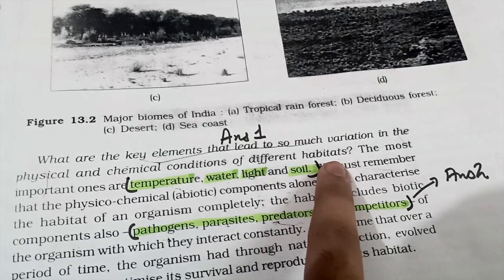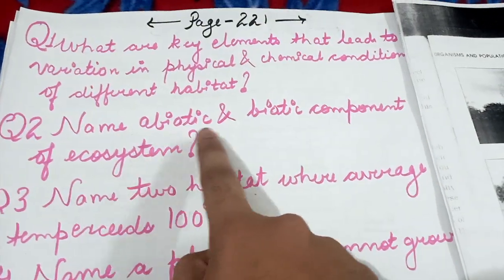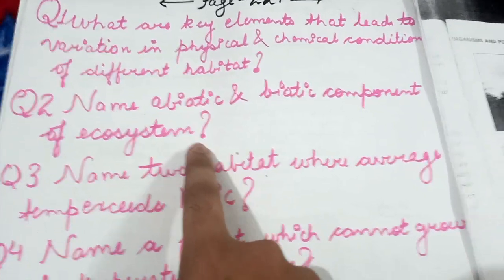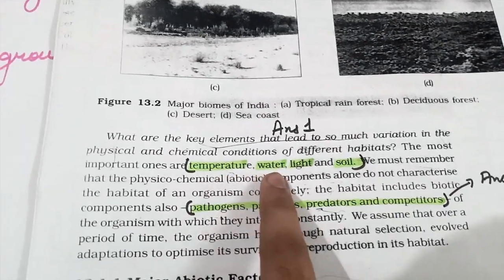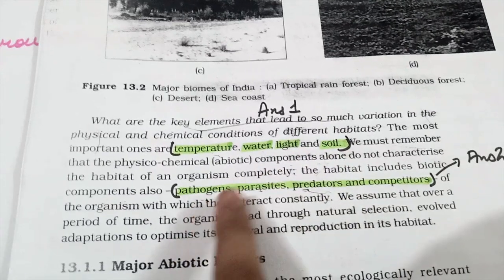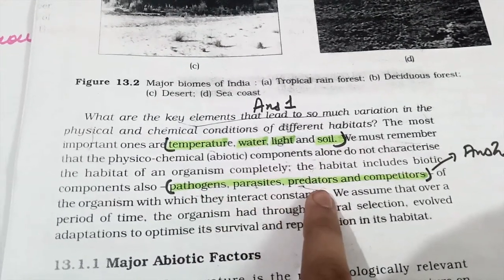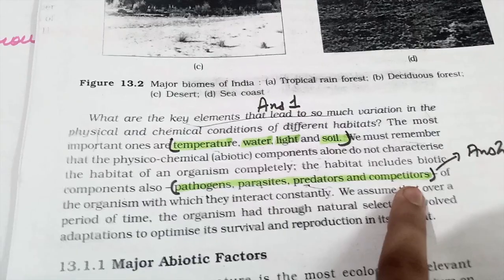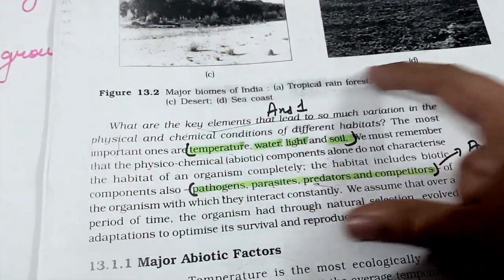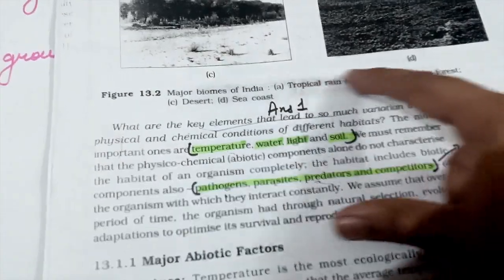The next question that can be asked is, name abiotic and biotic components of an ecosystem. Here in this para it is given: temperature, water, light and soil are abiotic factors, whereas pathogens, parasites, predators and competitors are biotic factors of an ecosystem. So these are two important questions from this para.